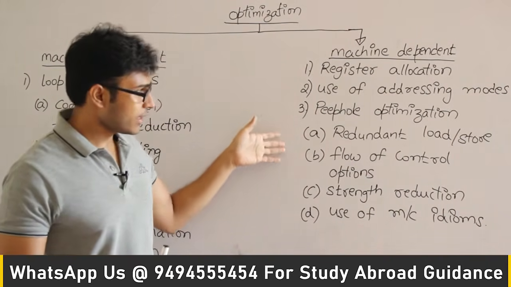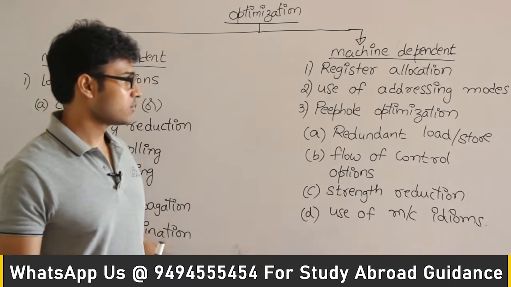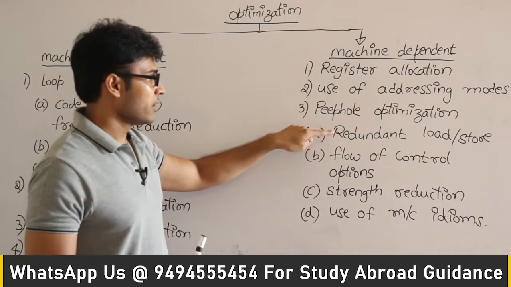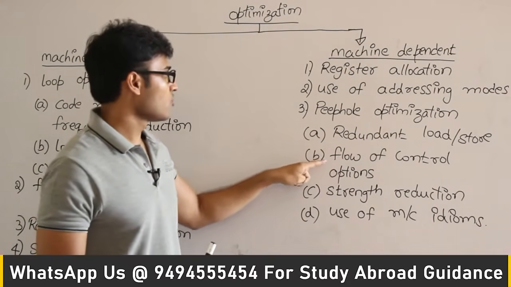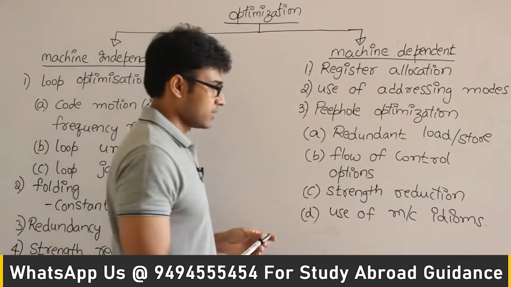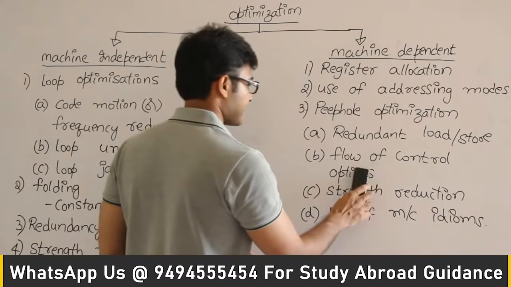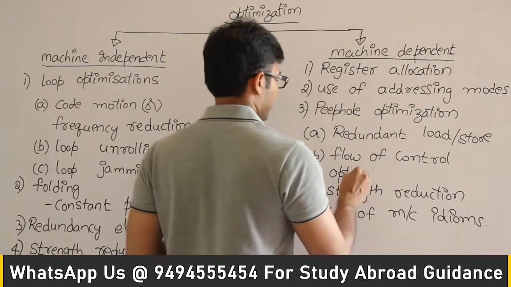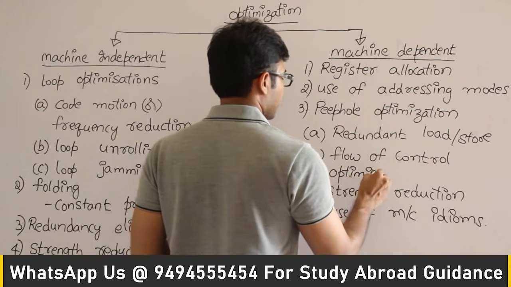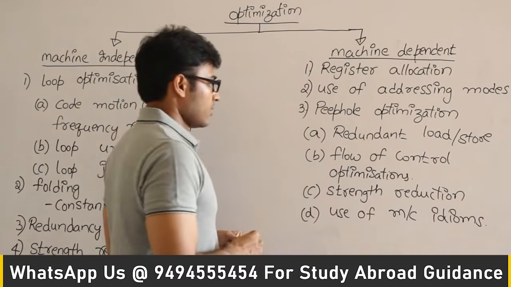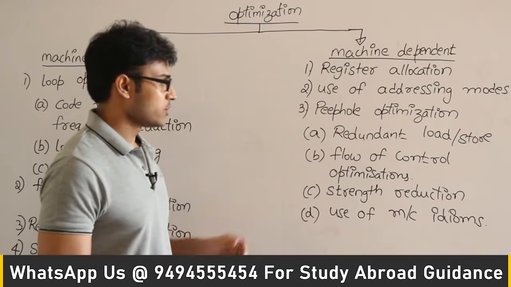Better I'll take an example and explain all this. What you could do is make a note of it. I'll just read it out for you. Redundant load and store, flow of control optimizations, not options. Strength reduction, use of machine code.